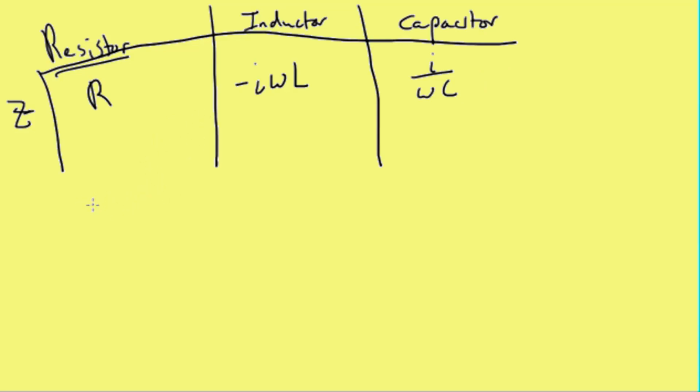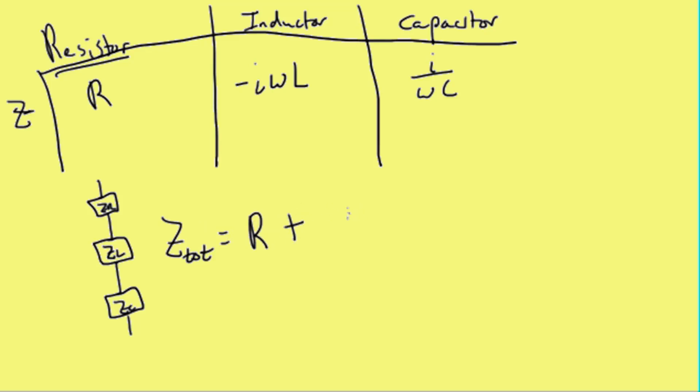Let's take an example. If we have a resistor, ZR, an inductor, ZL, and a capacitor, ZC, all in series, then to find the total impedance, we just add them all up. It's the resistance plus the inductive impedance plus the capacitive impedance. That's pretty much it.